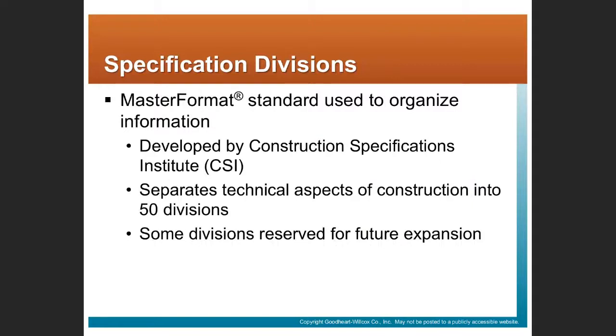Specifications are divided into divisions, following a system laid out by the CSI, the Construction Specification Institute. They've divided construction up into 50 divisions, or at least they have space for 50 divisions. Not all those divisions are used at the present time.